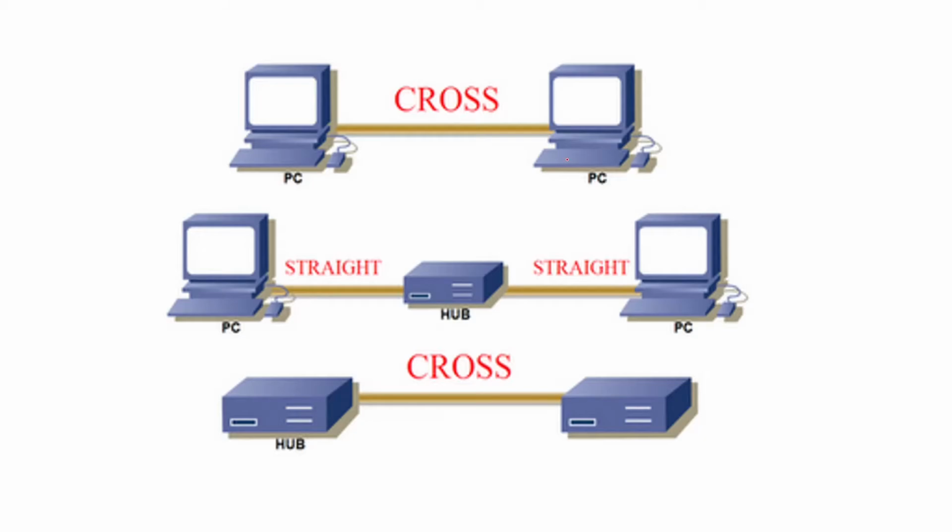Then here you can see we have shown in the first figure two computers are connected directly with the help of cross cable, and here you can see two computers along with a hub in between can be connected by straight cable to hub, and then hub to computer again straight cable. Or two hubs you can connect that directly by cross cable. When the nodes which you're going to connect are of same type, then you can use cross cable. But if they are of different types, then you can use a straight cable.